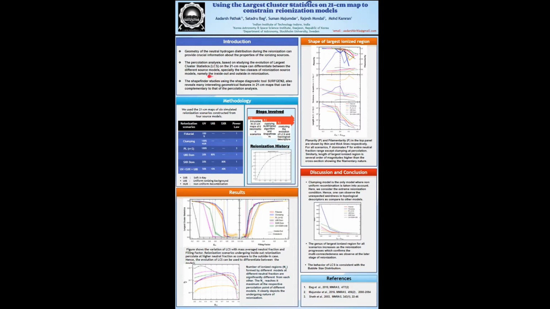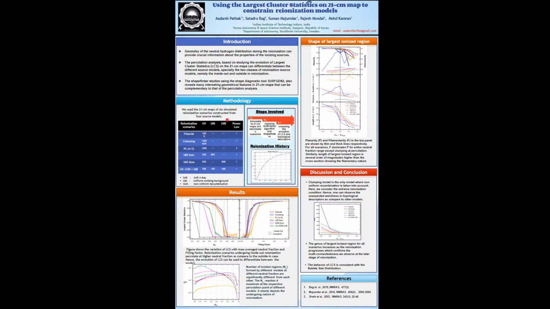So basically, we are seeing the evolution of these ionized regions. Now to accomplish this, we are using the largest cluster statistics on the 21 cm maps in conjunction with the percolation. The interesting thing is that this LCS is capable of differentiating between the different source models, and especially the two broad classes of reionization source models, which are mainly the inside out and outside in reionization. This LCS and shape finding technique which we are using is incorporated in the SurfGen2 algorithm, which can essentially reveal interesting geometrical and topological features of our ionized regions as well.